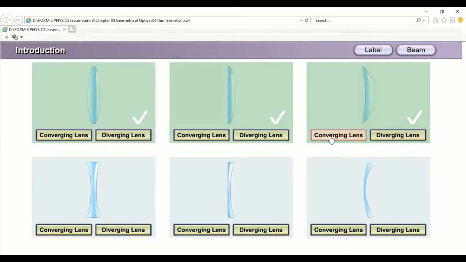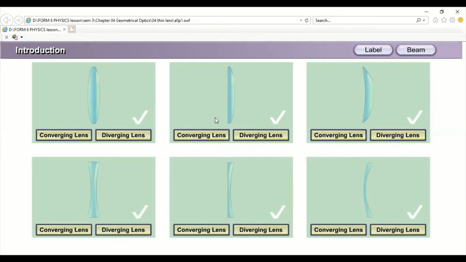The next ones will be diverging lens and diverging lens. This we call the dual convex, or we say that this will be dual converging lens because both sides are equal. This will be dual concave, or we say that it is a concave diverging lens.